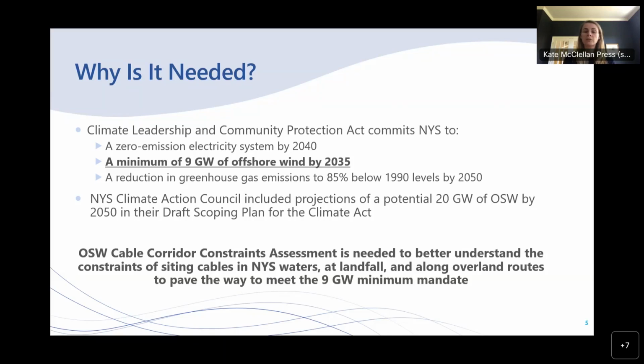So this offshore wind cable corridor constraints assessment is needed to help better understand the constraints of siting cables in New York State waters, at landfall and along overland routes, to pave the way to meet the at least 9 gigawatts minimum mandate.